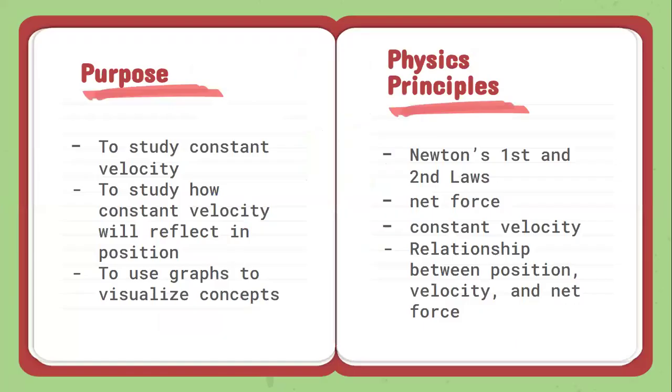For our introduction, the purpose of this experiment is to study constant velocity and how that will reflect in position. So we're going to graph position versus time and see how the constant velocity affects that graph. The physics principles that we'll be studying are Newton's first and second laws, which relate net force, constant velocity, and the relationship between those two things and the position of an object.